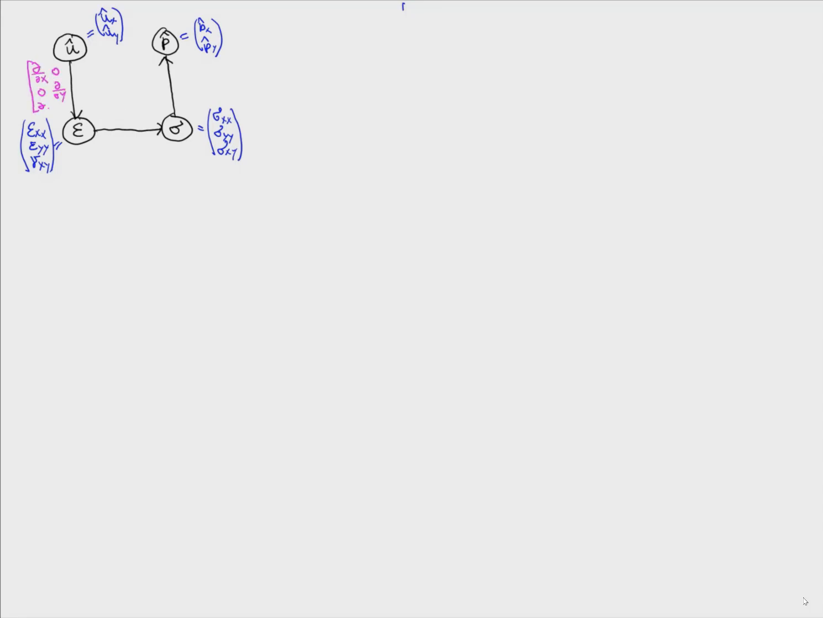Strain is related to stress by this matrix of derivatives, which we call B. Stress is related to strain by the constitutive matrix. The question is, how is stress related to the external forces? And that's related by equilibrium.